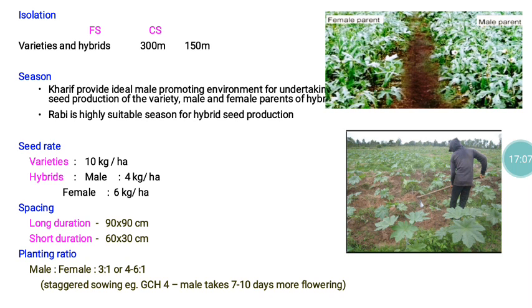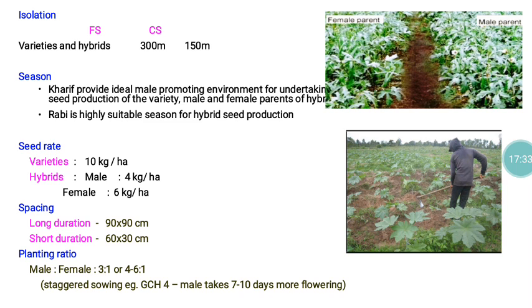The seed rate for varietal seed production is 10 kg per hectare. For hybrids we have to use 4 kg per hectare for the male parent, and for the female parental line seed material 6 kg per hectare. Spacing for long duration is 90 by 60 and for short duration 60 by 30 centimeter, which we have to follow. For hybrid seed production we have to follow a planting ratio of either 3:1 or 4:1.